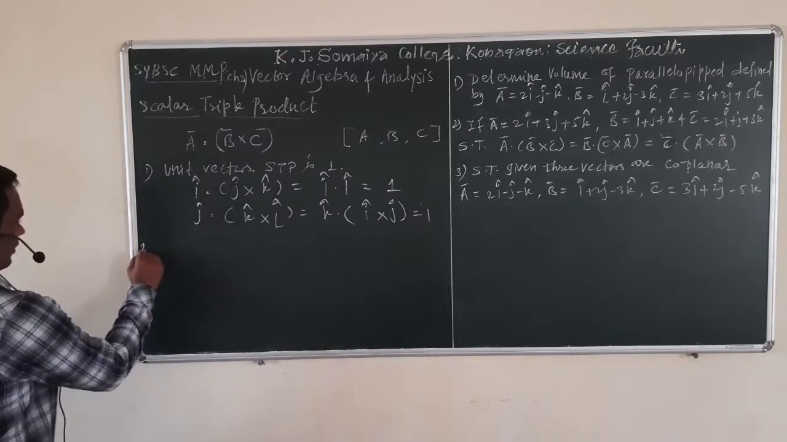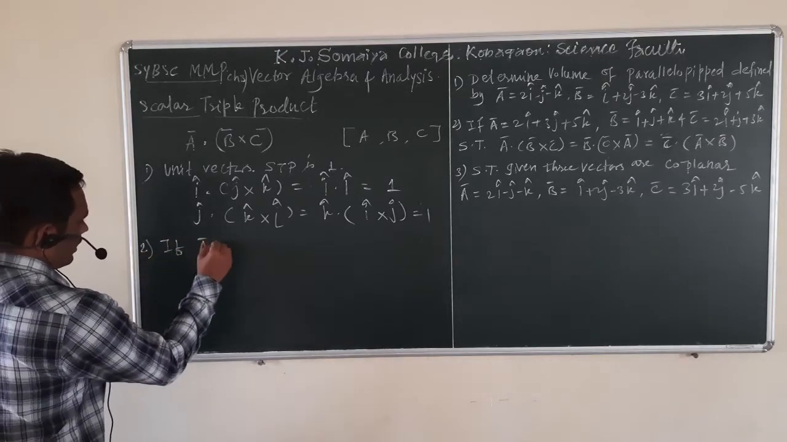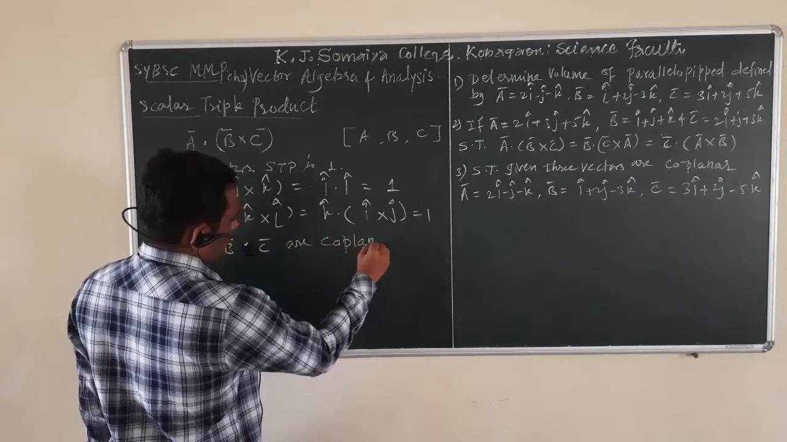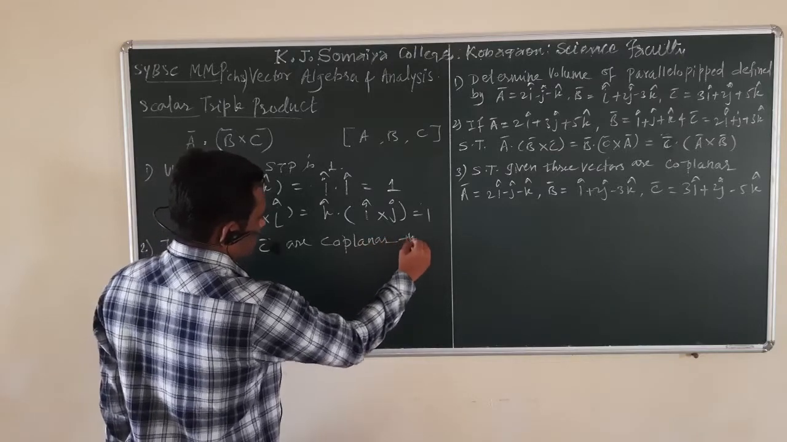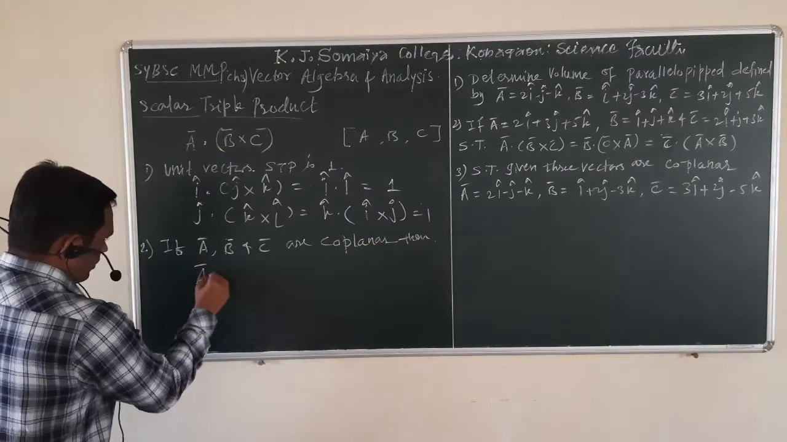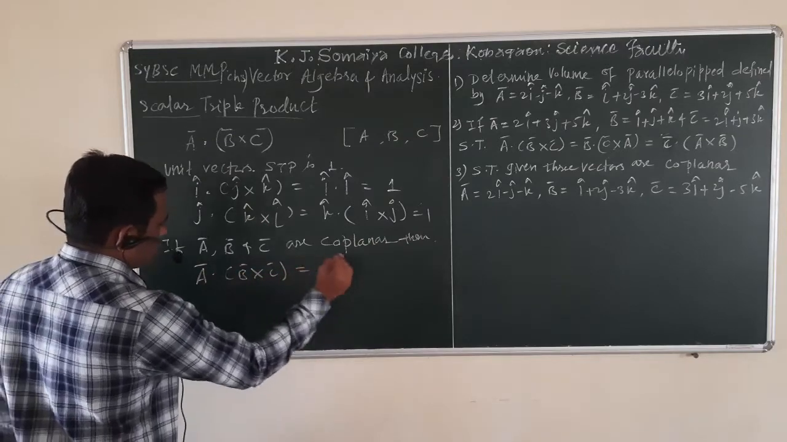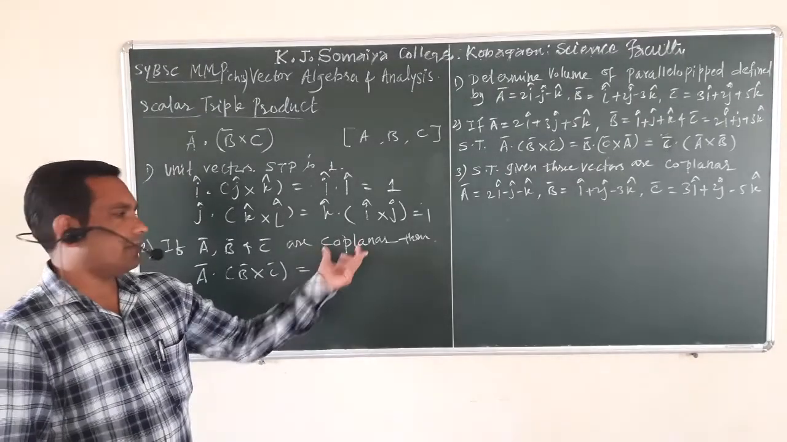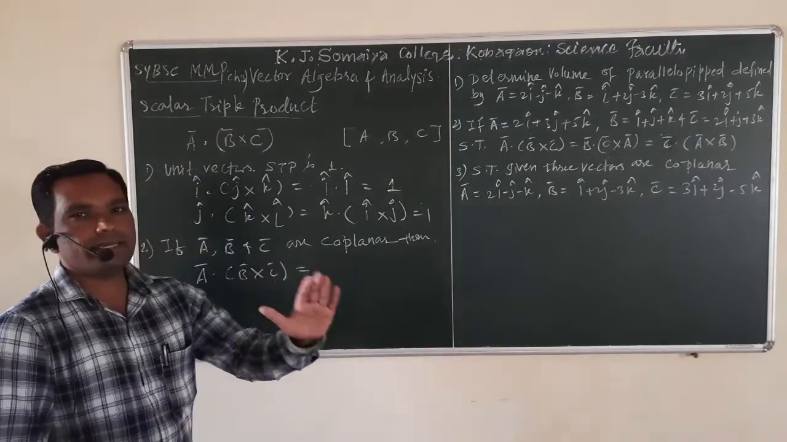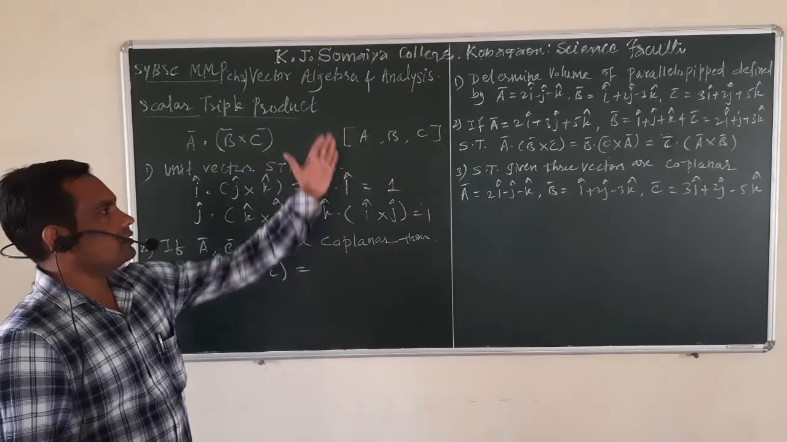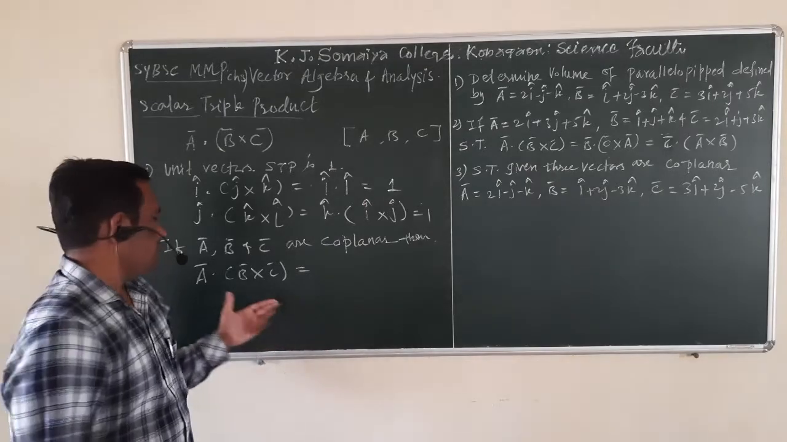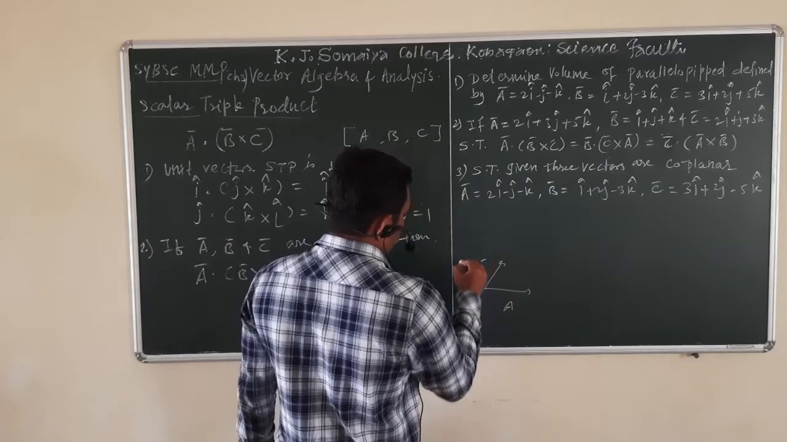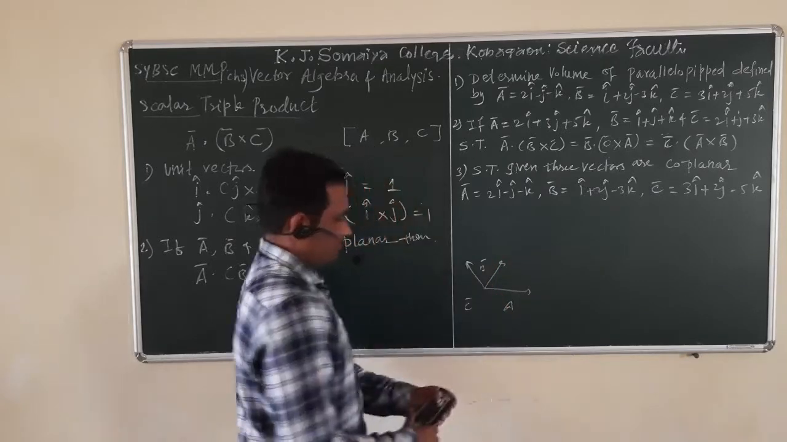Second property: if vectors A, B and C are coplanar, then A dotted with B cross C is equal to, remember what is meant by coplanar? Coplanar means these three vectors lie in the same plane. Okay, suppose the plane of this blackboard, we have these three vectors, vector A, vector B and vector C. They lie in the same plane.